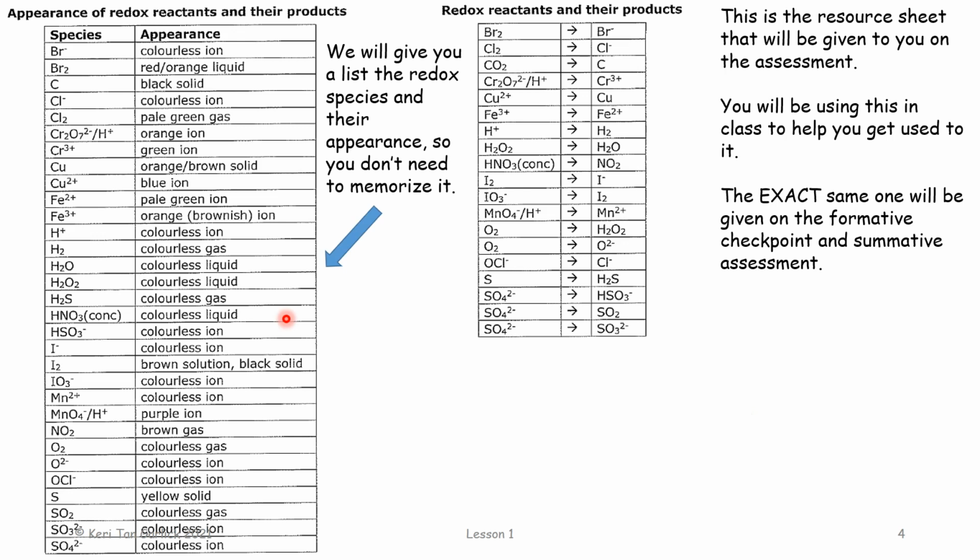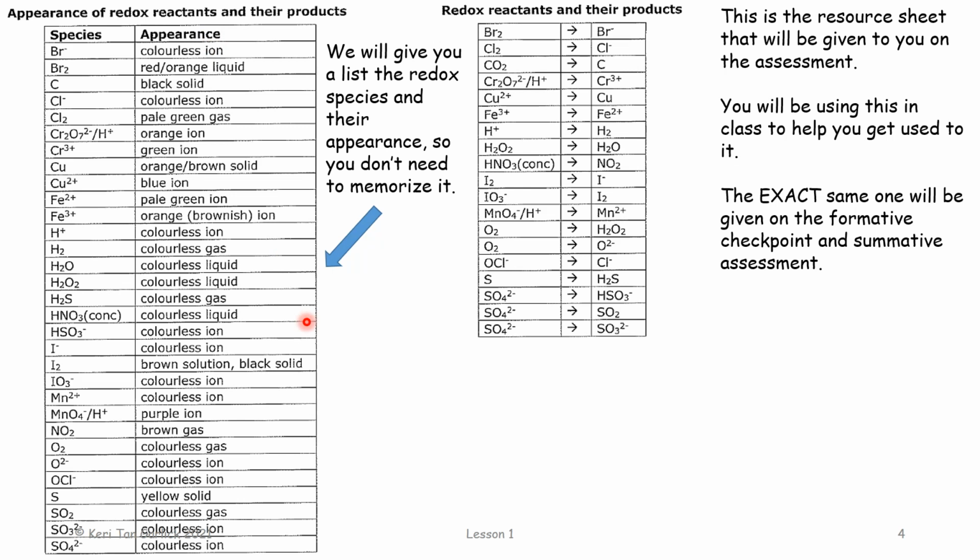So the first thing that I want you guys to keep in mind is that we're going to be giving you a list of all the species and all the colors of the various species. So you don't have to memorize the colors or anything like that. It's going to be important that you know this stuff because with the observations, you're going to be able to identify what species are there and have reacted. So that's why you'll need this list of information.